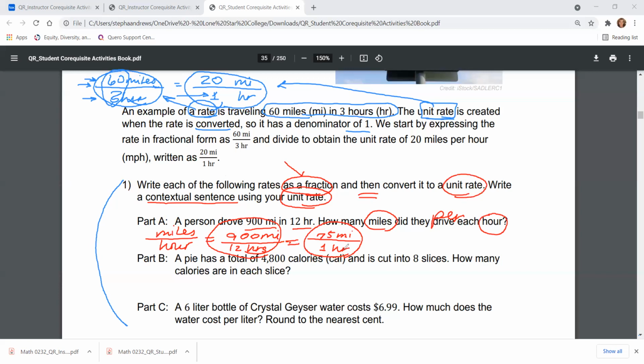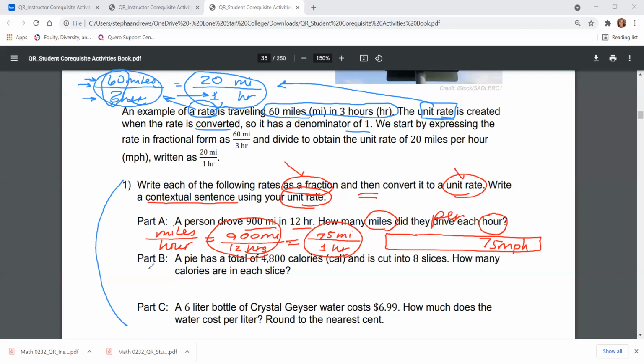So having said that, the unit rate is done. The written as a fraction is done. The only thing I haven't done is to write a contextual sentence. And so I can go as elaborate or as simple as I want to over here. You can use your name, friends' names, somebody's name you just heard called in the restaurant, whatever you want to do. You could also just use a pronoun. They were driving 75 miles per hour. And you might even write it as this, 75 miles per hour.